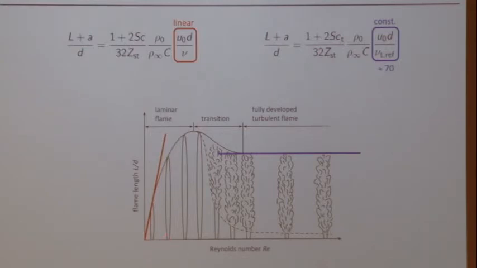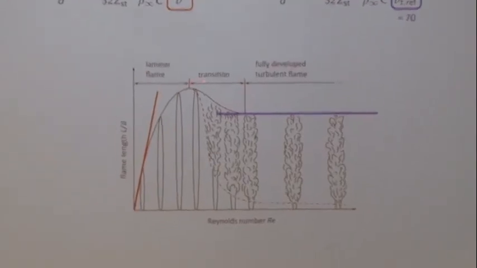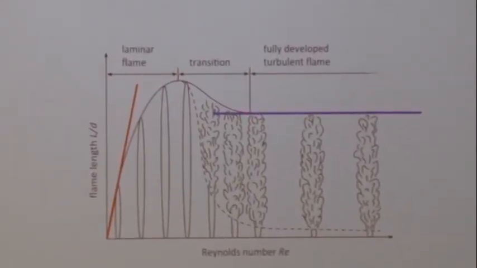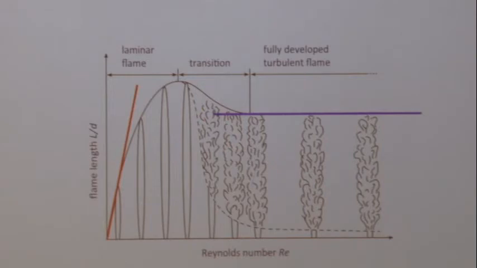So if I have a flame like this, I increase the Reynolds number, it becomes linearly longer. Up to a certain point, I've transitioned to turbulence. Actually, it goes down here a little bit, and then it stays constant. So everyone was right. Somebody said it gets shorter. Well, you meant this piece here.